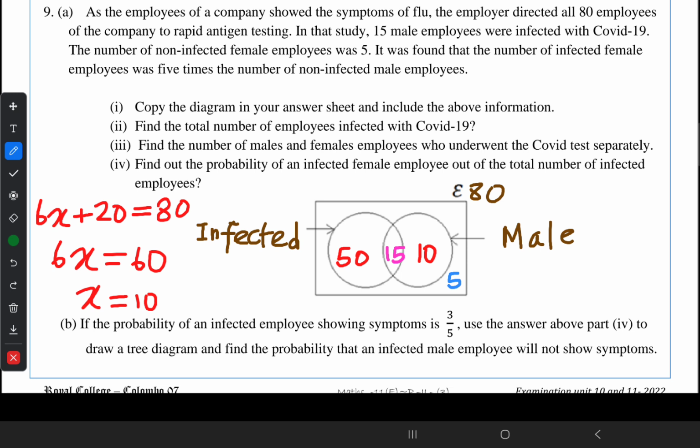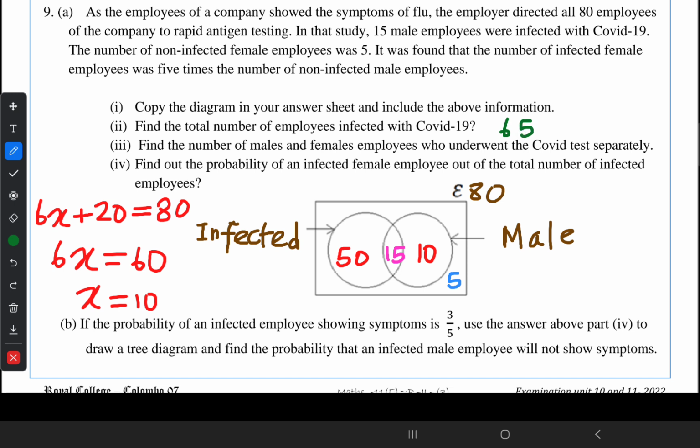Find the number of employees infected with COVID-19. Infected with COVID-19, so the numbers belong to the infected circle. Female 50, male 15. So totally 65. The count would be 65.